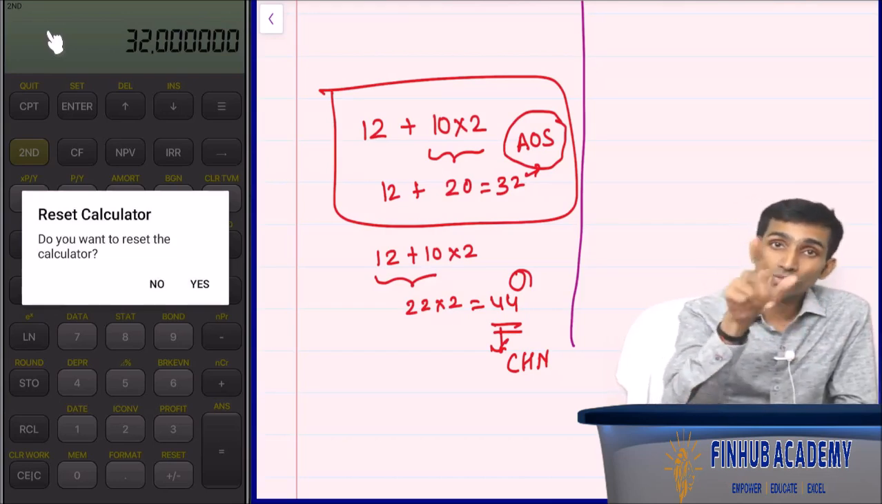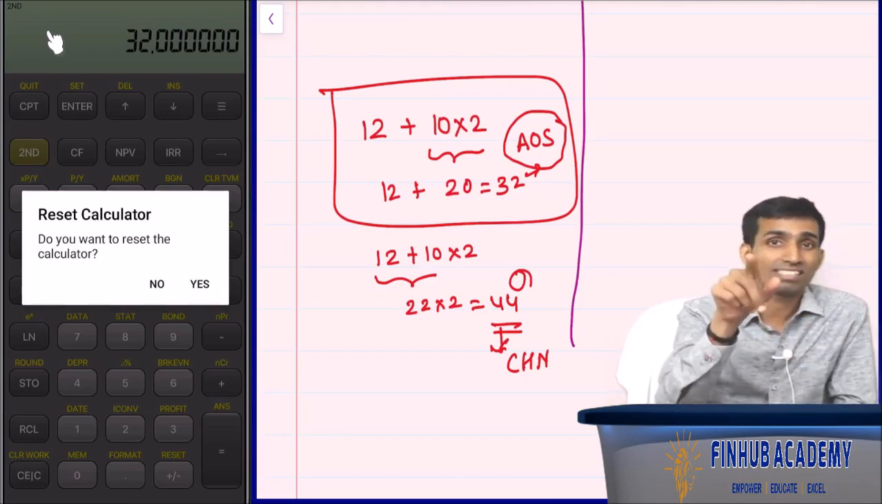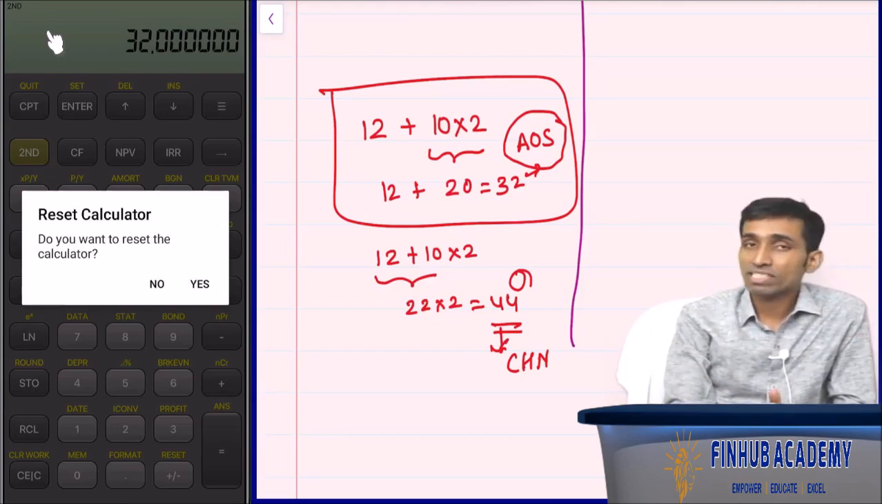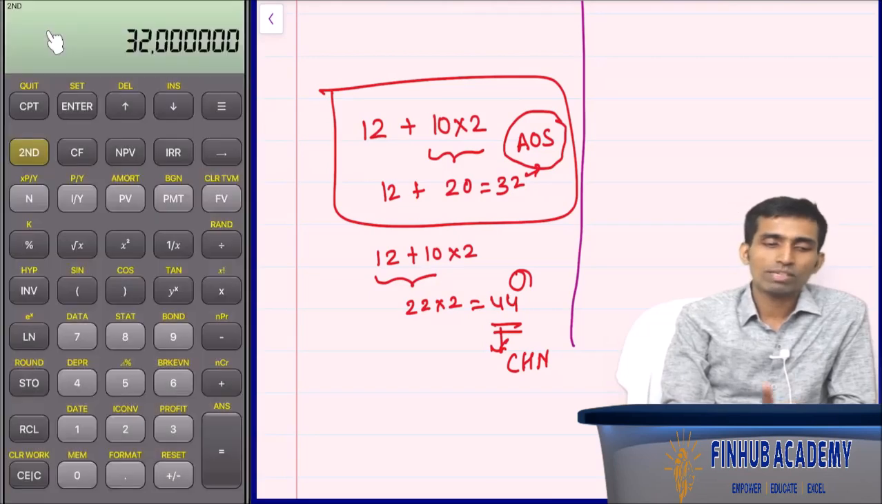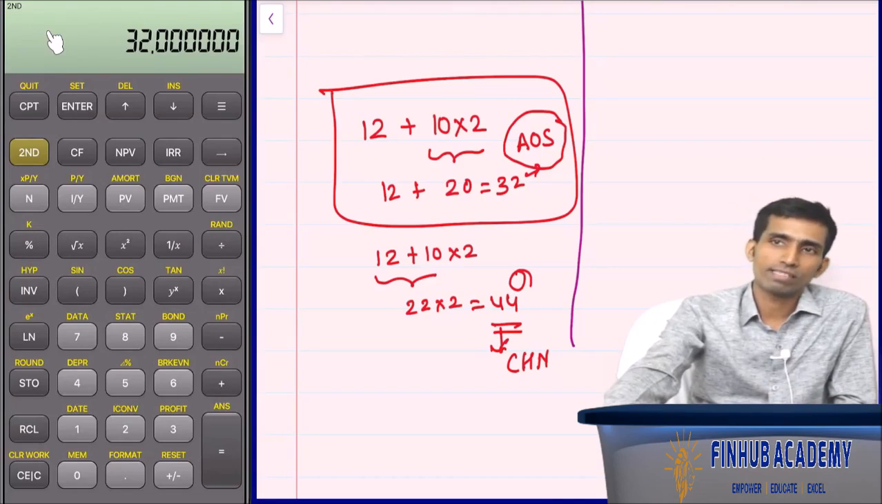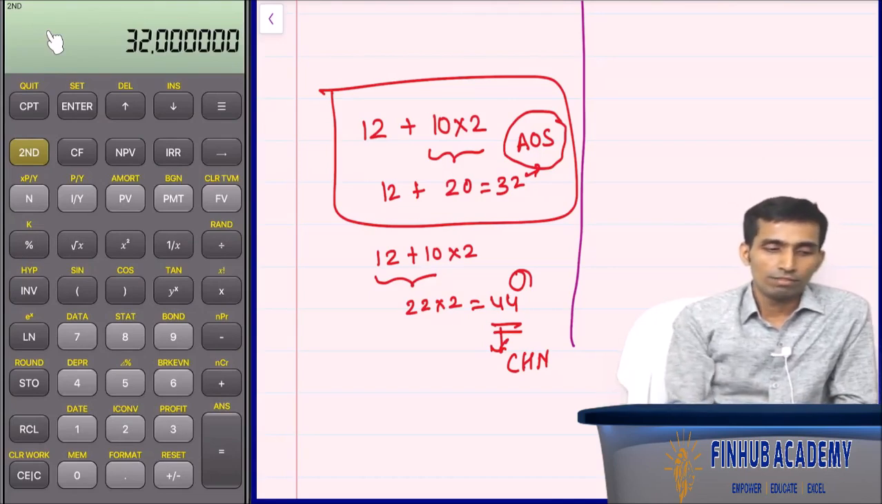But all whatever we have saved till now, like the decimal at the 6 digit, everything will get reset. So remember. I'm not pressing it now. I'm pressing no. If I press yes, then it will reset the whole calculator. This is soft reset. Okay, fine.